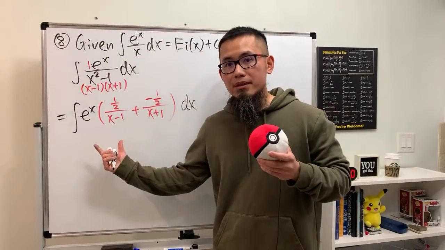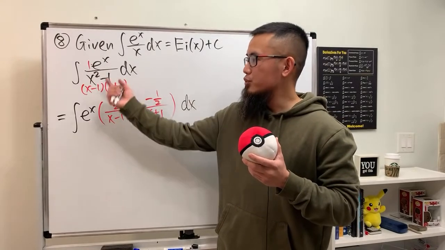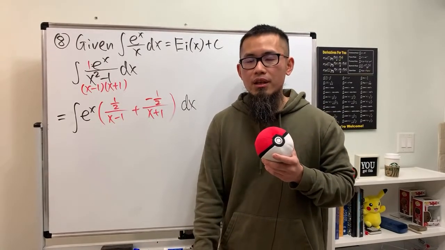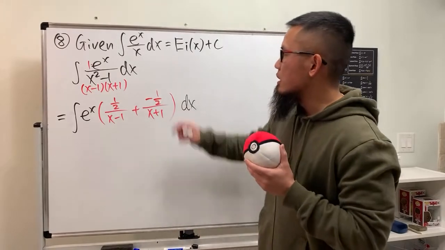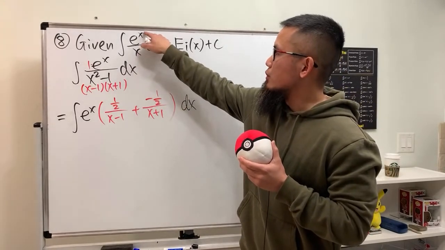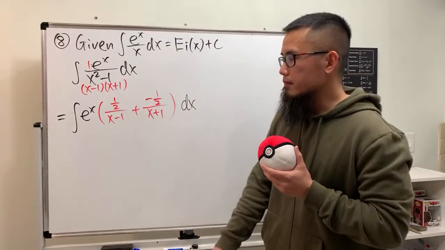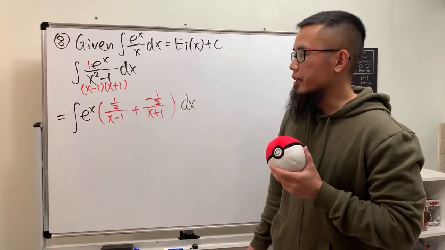This is still legitimate. If you combine these two fractions, multiply by e to the x, you still get that. That's still legit. And the reason we want to do that is because, notice here, we have x to the first power. We want to have x to the first power. That's why we wanted to break it down.